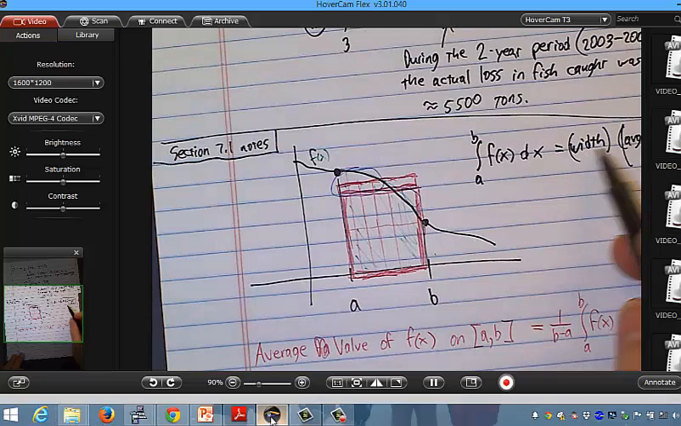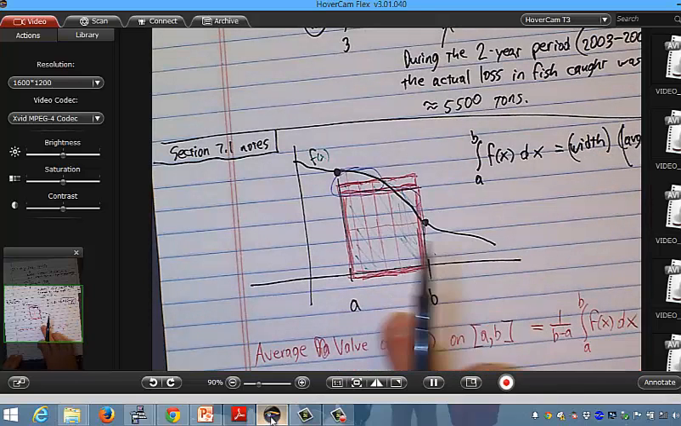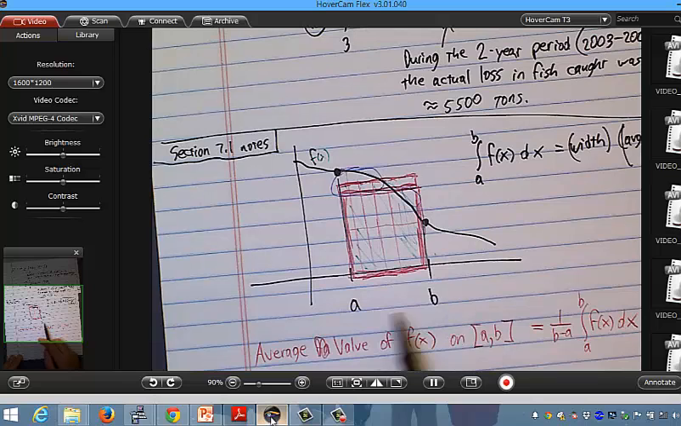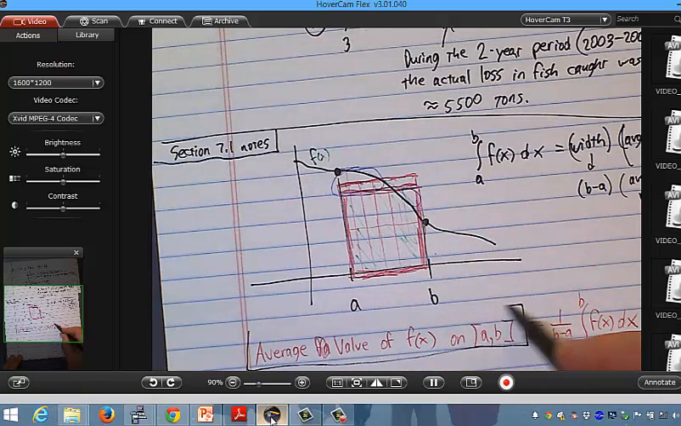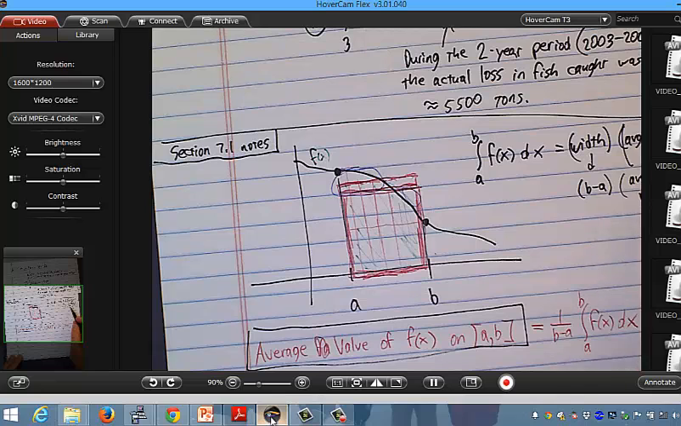And by the way, what's the width of this rectangle? Do you guys know how long this thing is? It's whatever b minus a is. Yeah. If we're starting at 1 and going to 5, then it would have a length of 4. The width is b minus a, again, times the average value. Well then, if you want to know what the average value of f of x is, you just divide both sides by b minus a, and this is exactly what you get.